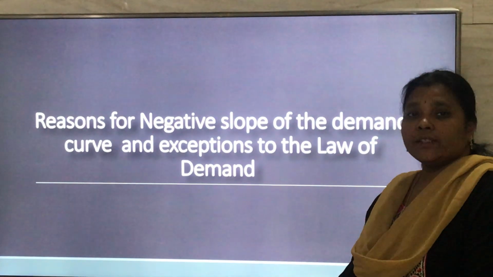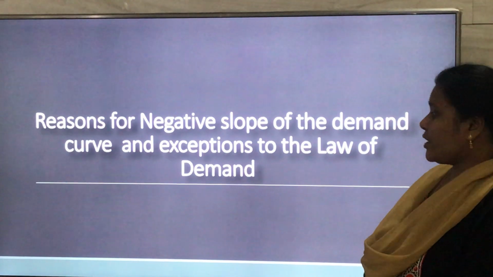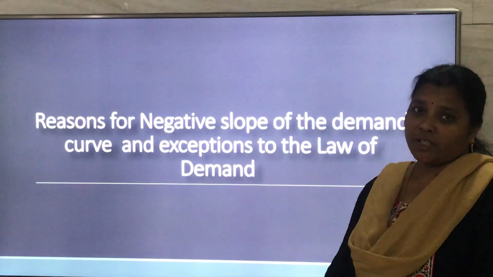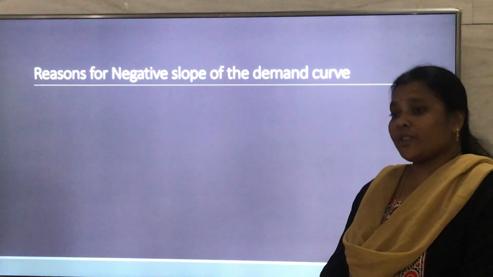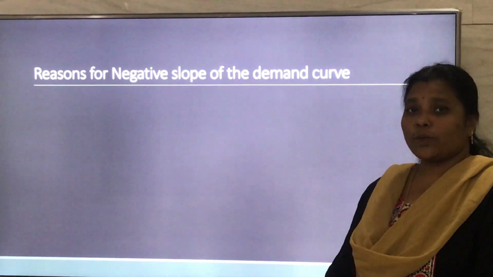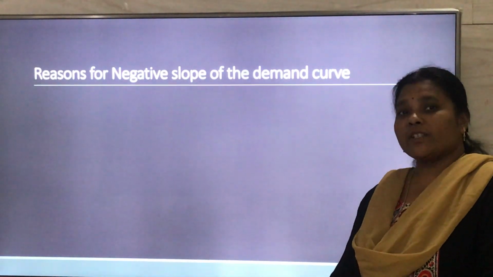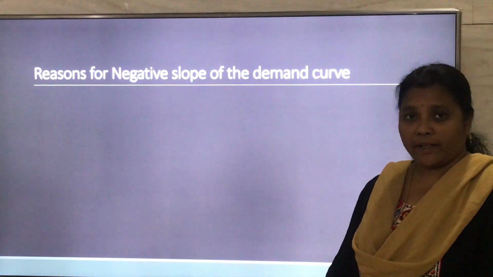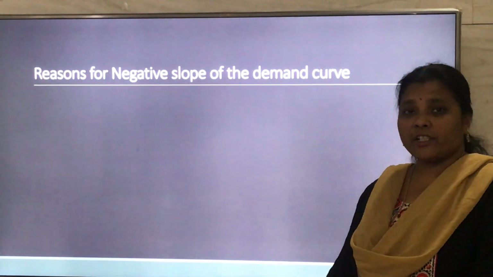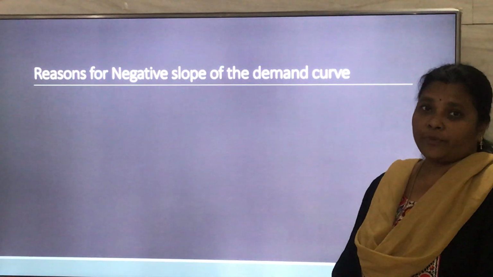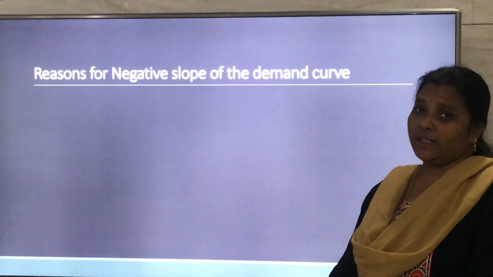Now let us see the reasons for the negative slope of the demand curve and the exceptions to the law of demand. In the law of demand we have learned that as the price of the commodity increases, the quantity demanded decreases and vice versa. Because of this inverse relationship between price and quantity demanded, the demand curve slopes downwards from left to right and has a negative slope. Now we'll see what the reasons for this negative slope are.